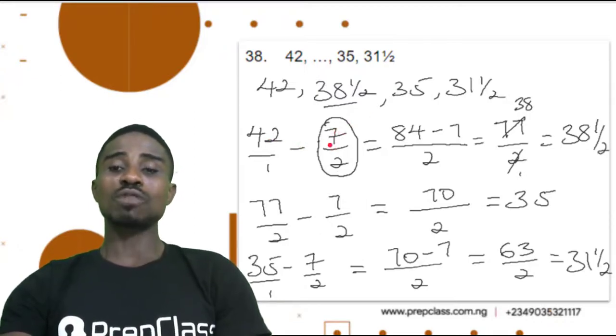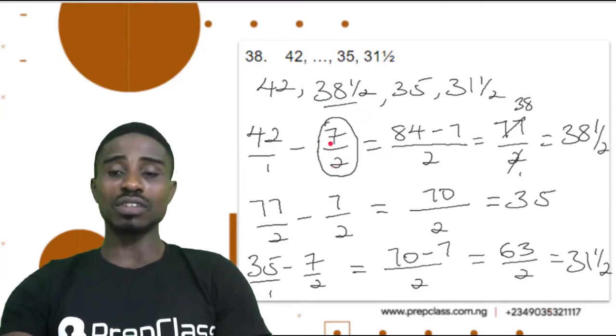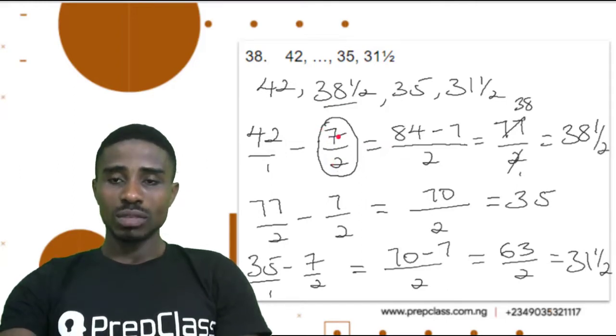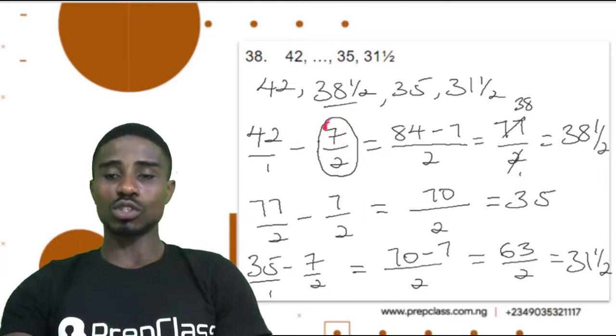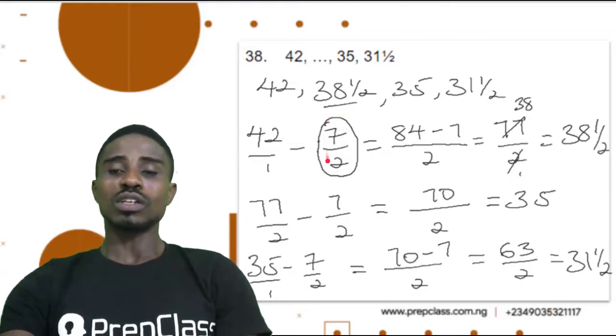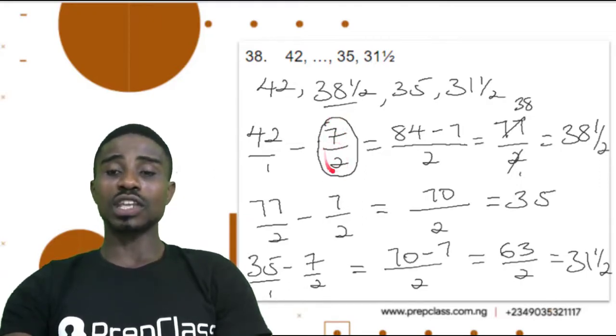So 3 and a half is 3 whole number 1 over 2, but we can best write it as 7 over 2. So 3 whole number 1 over 2 is a mixed fraction. So we would say 2 times 3, which is 6, plus 1. That's how we got 7 over 2. So 7 over 2 would be our representative for 3 and a half. So 42 over 1 minus 7 over 2.